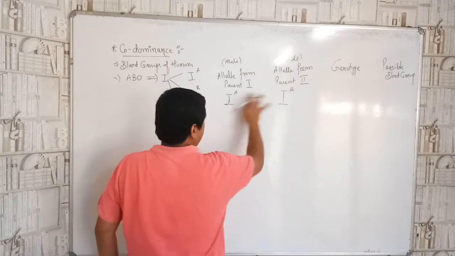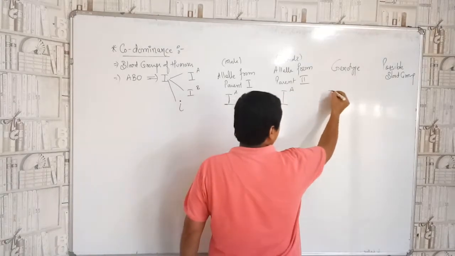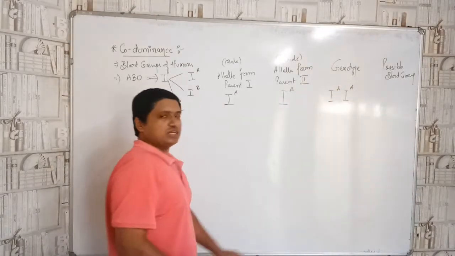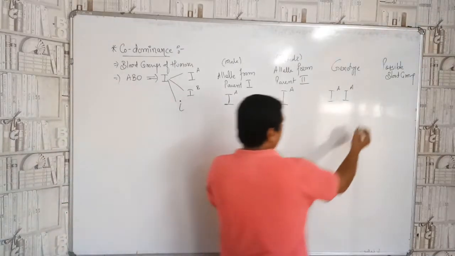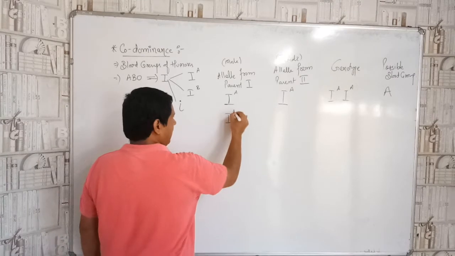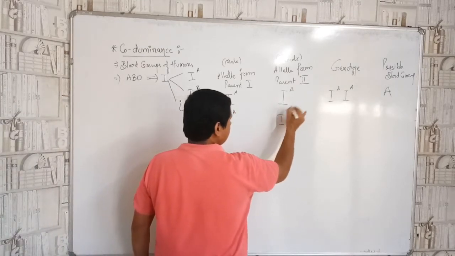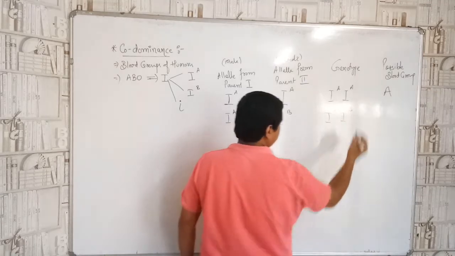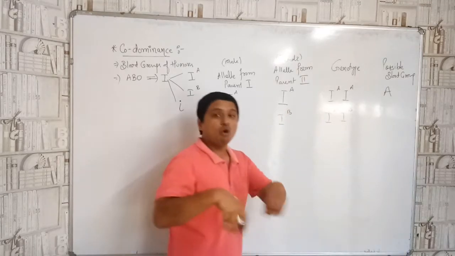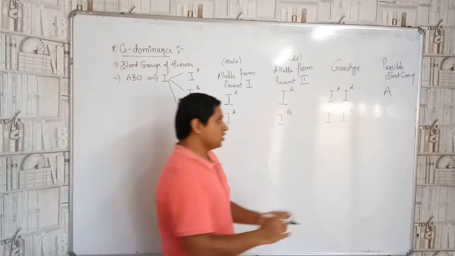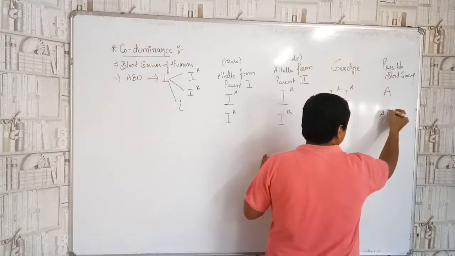So what will happen? IA will express. So the genotype will be IA. In both the cases, the gene expresses. The blood group will be what, children? A. Okay. Now IA, IB. So the possibilities are IA, IB. So the blood group will be both, meaning both the genes will express themselves. So the blood group will be AB, children.